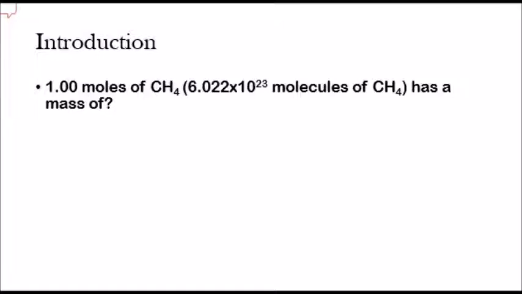Now let's talk about calculations using the mole involving compounds. Here is a question. We have 1.00 moles of CH4, or 6.022 times 10 to the 23rd molecules of CH4. So this is a difference. When we talked about atoms, we said 1 mole of atoms is 6.022 times 10 to the 23rd atoms. So when you talk about moles of a compound, it's 6.022 times 10 to the 23rd molecules of that compound. The question is asking: 1 mole of CH4 has a mass of what?